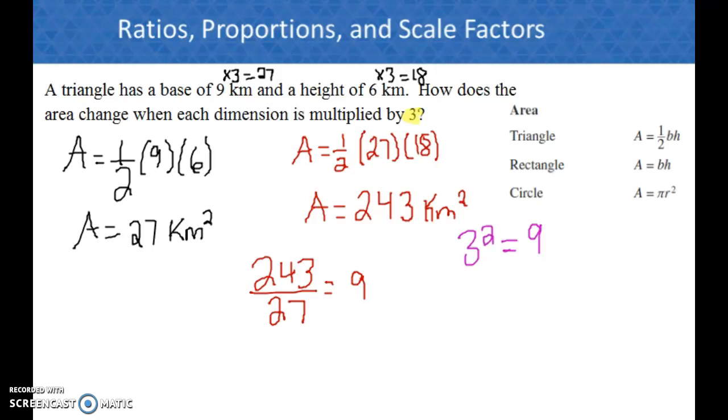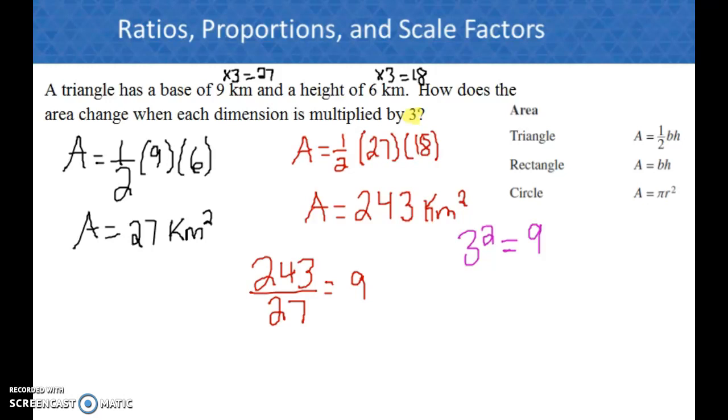So for example, if you were using a scale factor of, let's say 4, if we wanted to make each of our dimensions 4 times bigger, to figure out how much bigger our new area would be, we would take 4 and square it, and that gives us 16. So our new area would be 16 times bigger than our original.